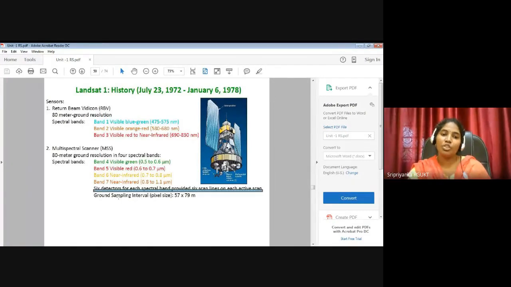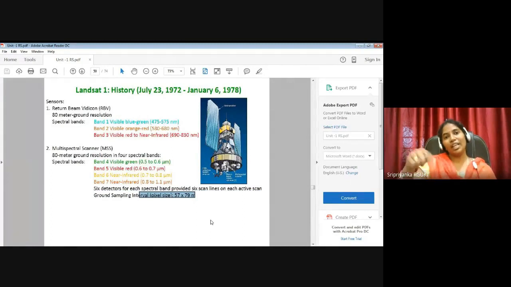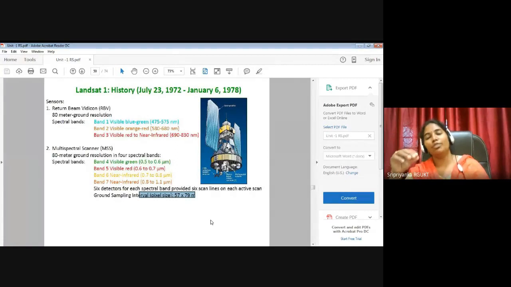Ground sampling interval is nothing but the pixel size, 57 by 79. Just now I said 80-meter resolution. So the kind of capturing which happens is in the range of 80 by 80, which exactly is 59 by 57 by 80 meters, and we will see why it is less than 80 by 80. So that's about your two sensors within Landsat 1.